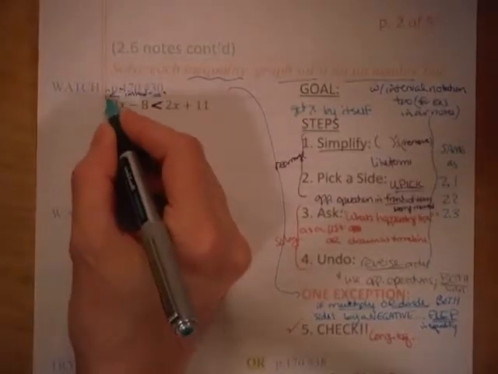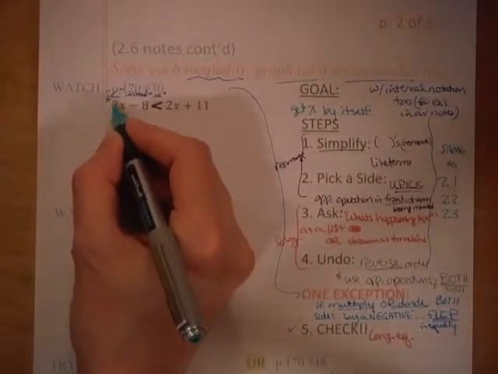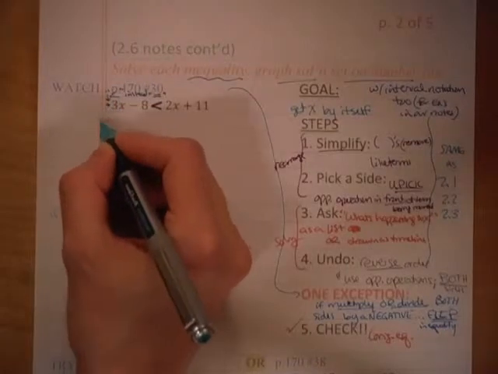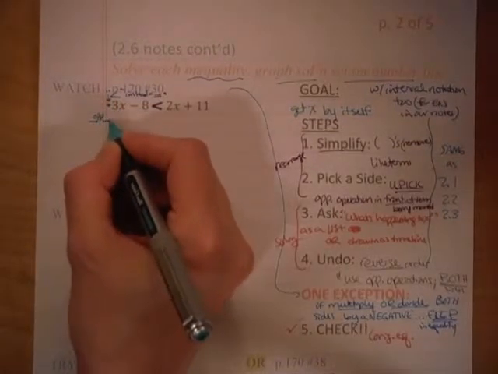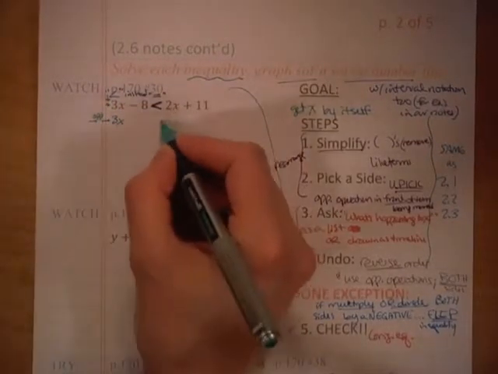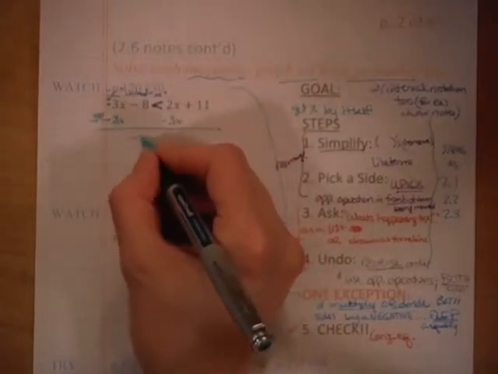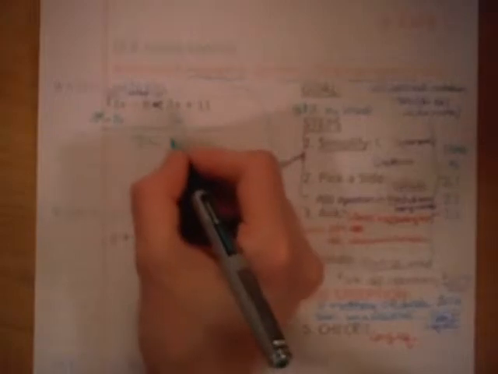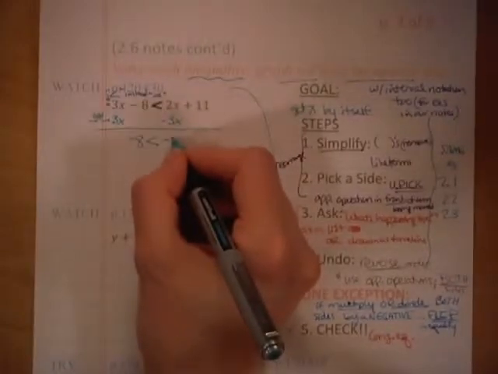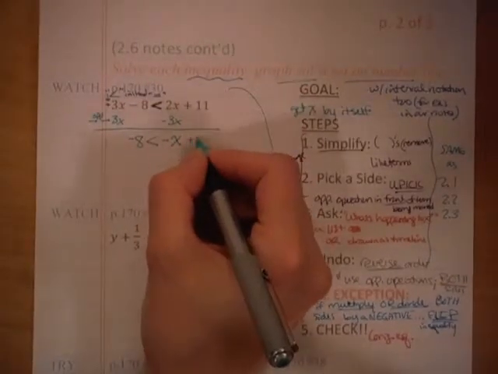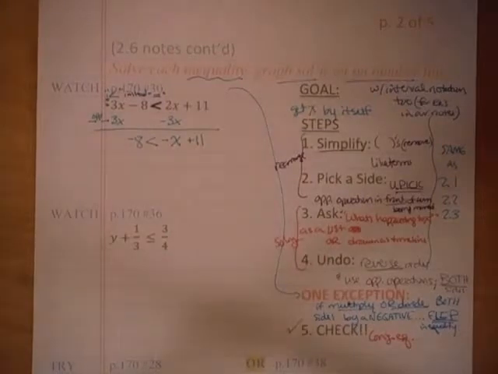So I look in front of the one that I want to move. It's a blank, so it's really a positive. I do the opposite operation, which is a minus. So I'm subtracting 3x from both sides. And I'm left with negative 8 is less than 2 minus 3, which is negative 1x, or just negative x, plus 11.